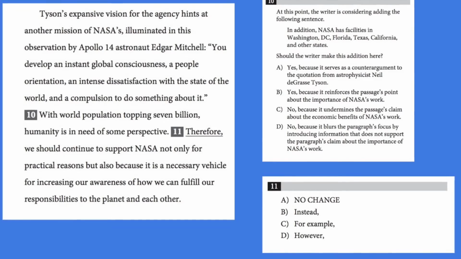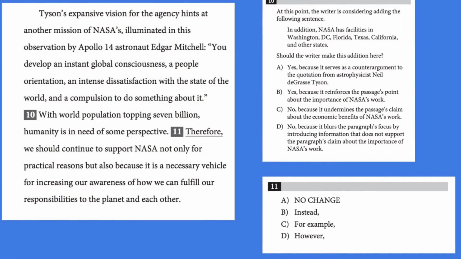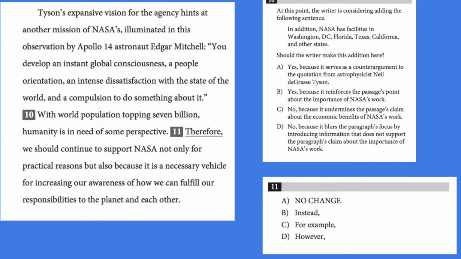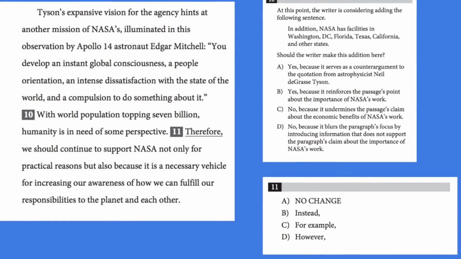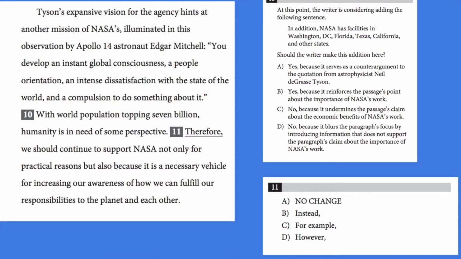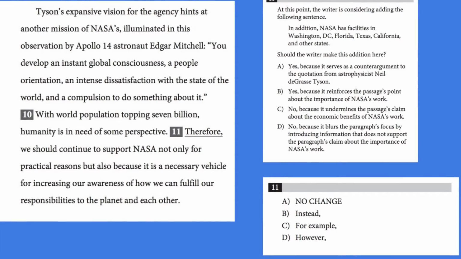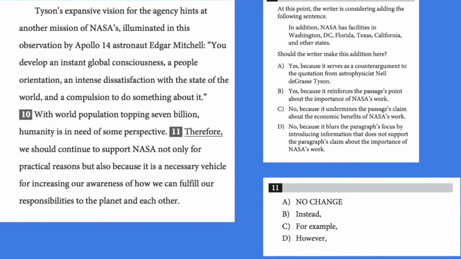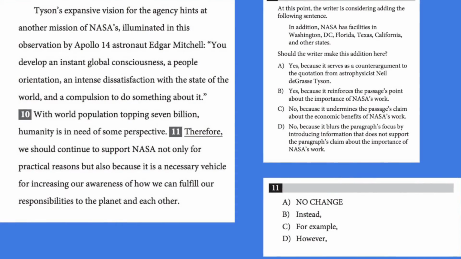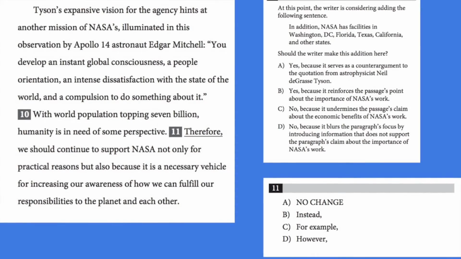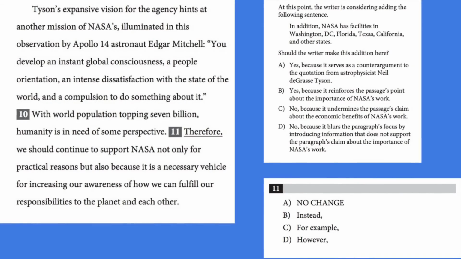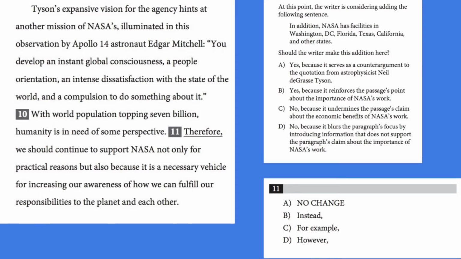The paragraph seems to be focused on the global impact of the agency and its importance worldwide. However, the sentence in question relates to specific facilities in the U.S., which is not relevant to the topic of NASA's work globally, which is what this paragraph is talking about. Therefore, A and B are both incorrect. Choice C is also wrong because the sentence would not undermine the paragraph's claim. Rather, it would make the paragraph unfocused and confusing. Therefore, choice C is the best option.